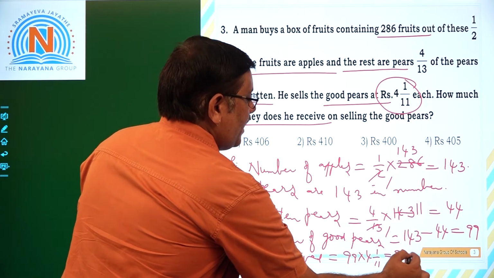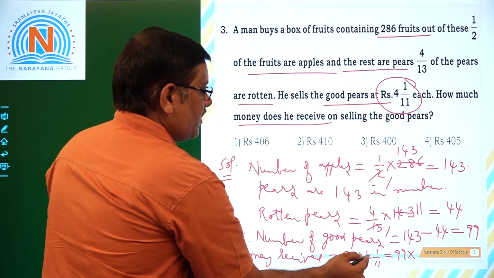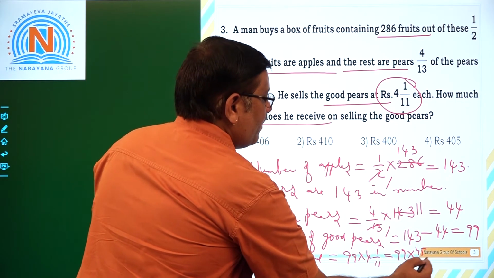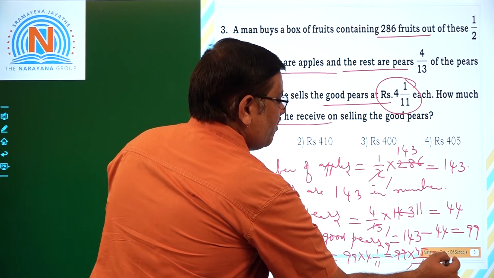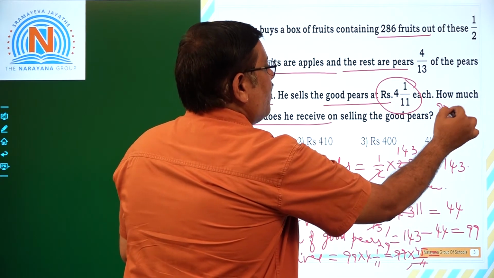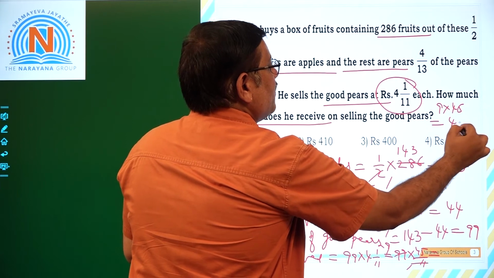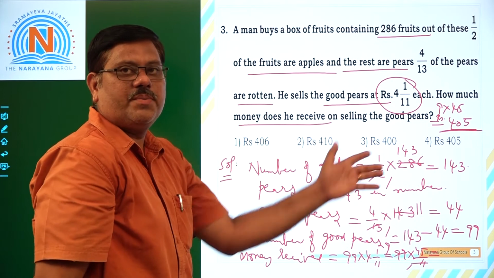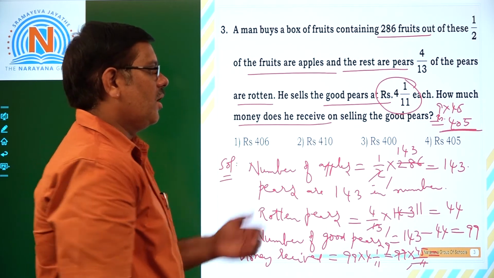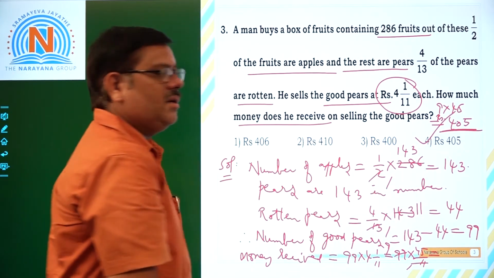That is 99 into, 4 elevens are 44 plus 1, 45 by 11. That is 11 ones are 11 and 11 nines are 99. That is 9 into 45. 9 into 45 is nothing but 405. So rupees 405. So how much money did he receive in total? 405 rupees. So that is nothing but the fourth option.